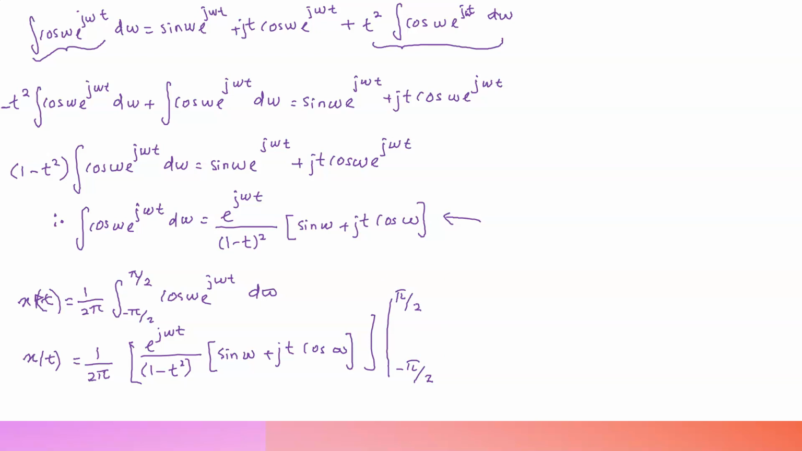Okay, so the next step is for you to replace omega with pi over 2 and minus pi over 2. If you do that, you will get x of t equals 1 over pi times cos(pi t over 2) over 1 minus t square. Okay, so this is the equation for the signal in the time domain. This is the inverse Fourier transform of the given signal.